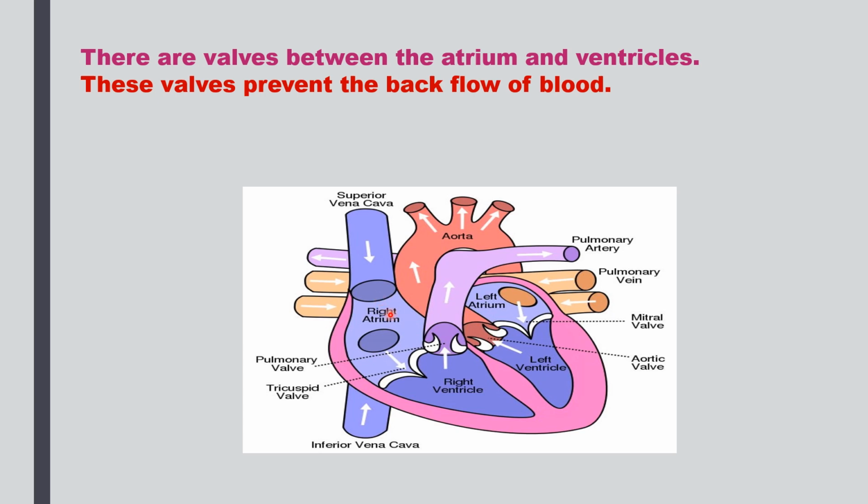The valve between the right atrium and the right ventricle is called the tricuspid valve. The valve between the left atrium and the left ventricle is called the bicuspid or the mitral valve. The valve which is present between the right ventricle and the pulmonary artery is called the pulmonary semilunar valve. The valve which is present between the left ventricle and the aorta is called the aortic semilunar valve. What is the main function of the valves? The valves prevent the backflow of blood.